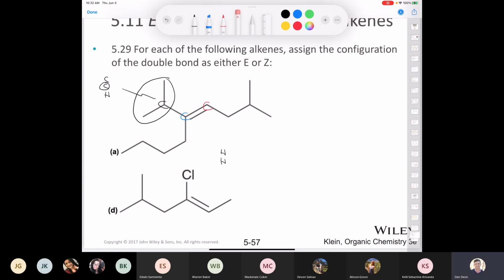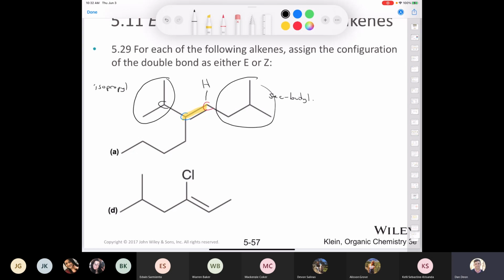I'm just going to erase some of this to clean it up a little bit. Now on the second carbon, the one highlighted in red, I've got a hydrogen and I've got this sec-butyl group. Which one do you think is higher priority? It's going to be the sec-butyl group, because it starts with a carbon. I highlighted the double bond in yellow. So the two highest priority groups are the isopropyl group and the sec-butyl group.